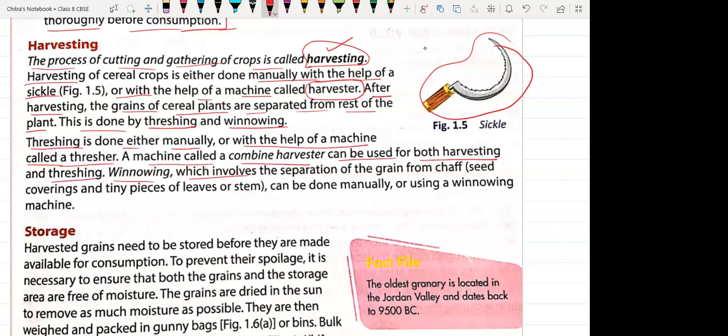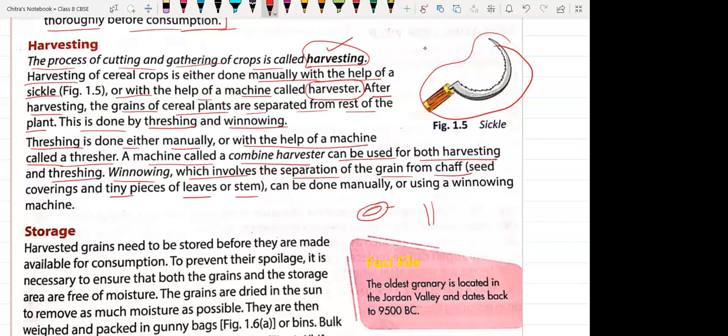Winnowing involves the separation of the grain from the chaff. The chaff is nothing but small pieces of leaves, stem, or maybe the husk. Husk is nothing but, suppose this is the seed, the covering of the seed is called the husk.